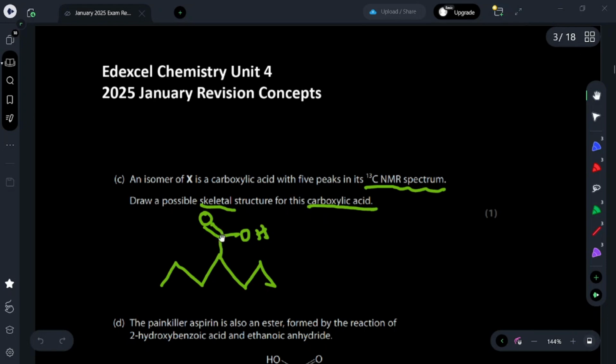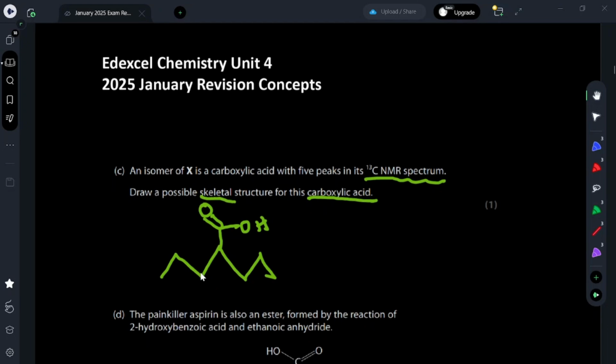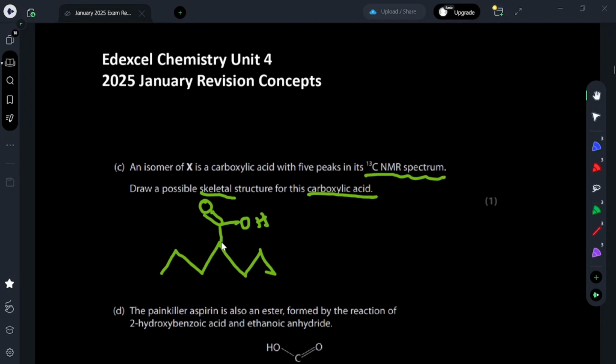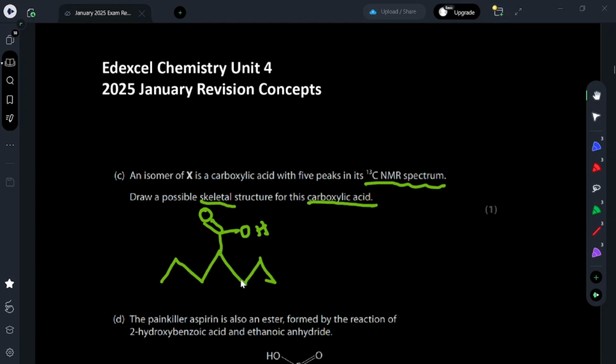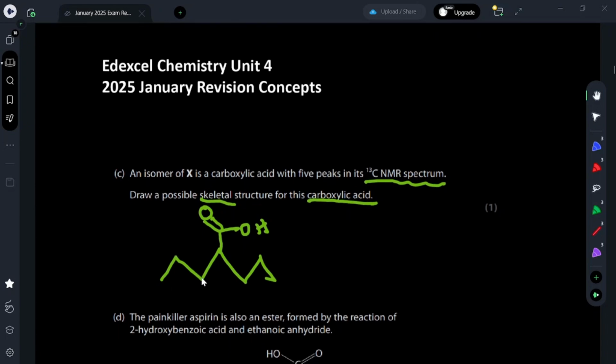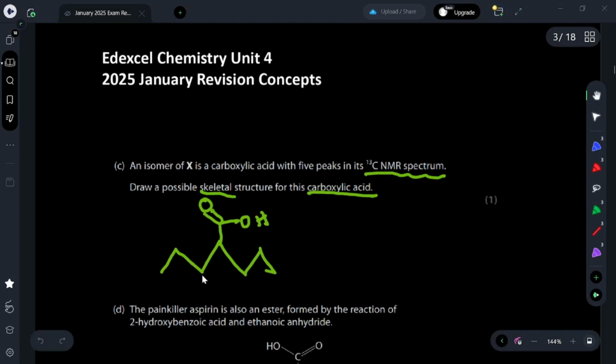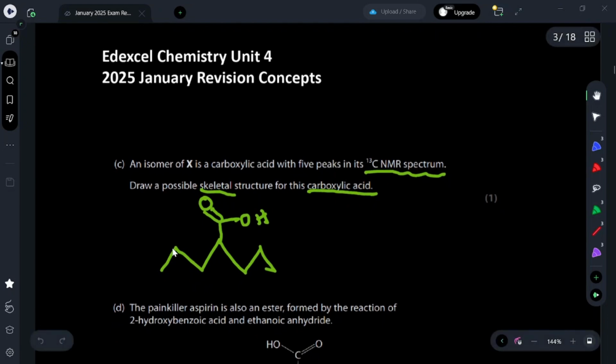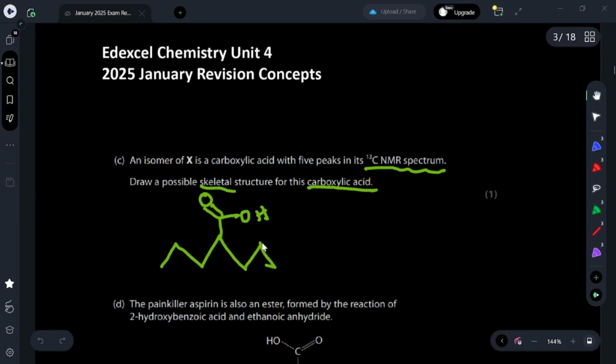This one will have its own unique peak. This carbon will have its own unique peak. This carbon and this carbon are similar. They are bonded to a carbon with 1 hydrogen here, and the 2 are also bonded to a CH2. So these 2 carbons have the same peak because they are similar in terms of environment. Then this carbon, which is a CH2, and this carbon, which is a CH2 bonded to 2 hydrogens, have a similar environment again, so they are going to show the same peak.